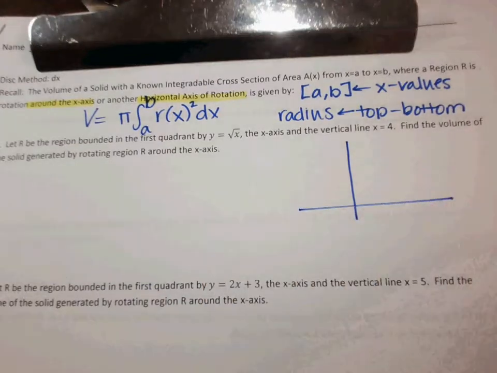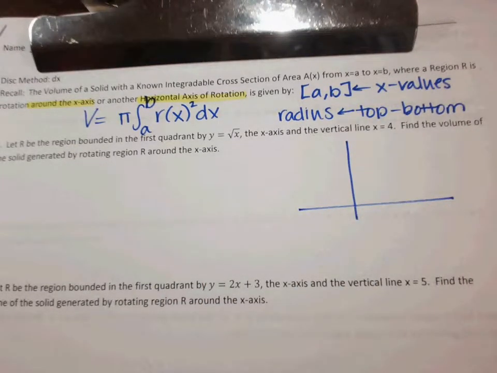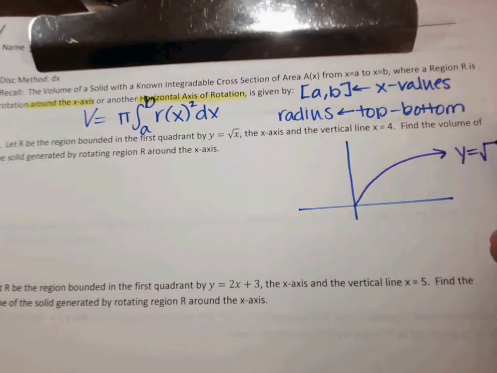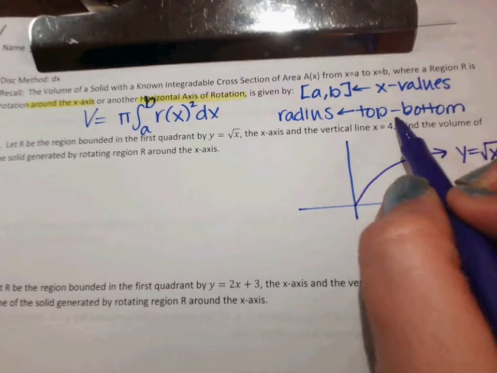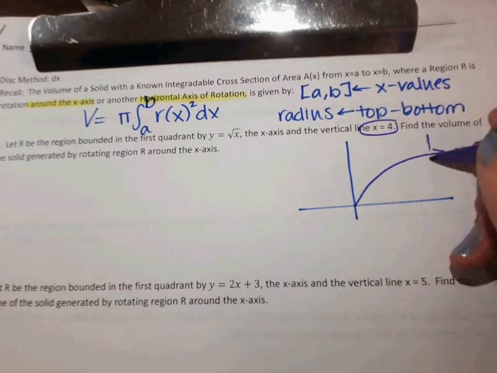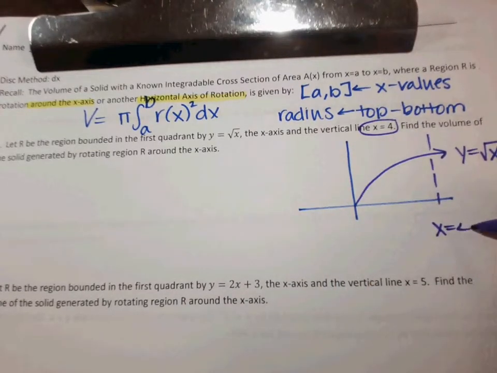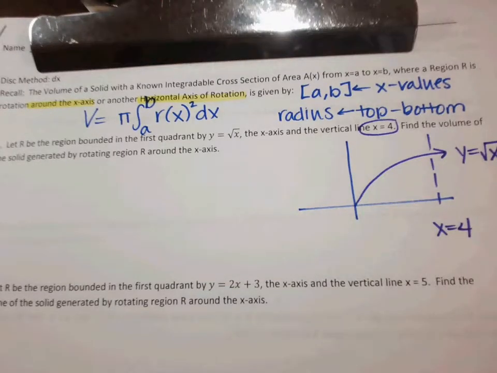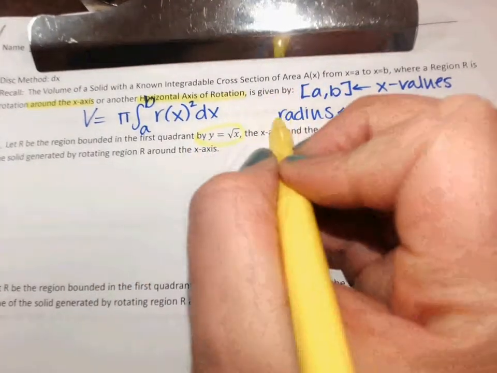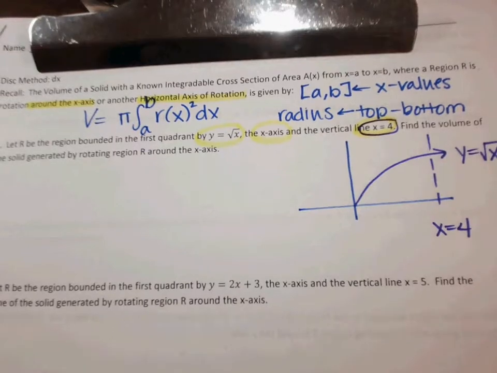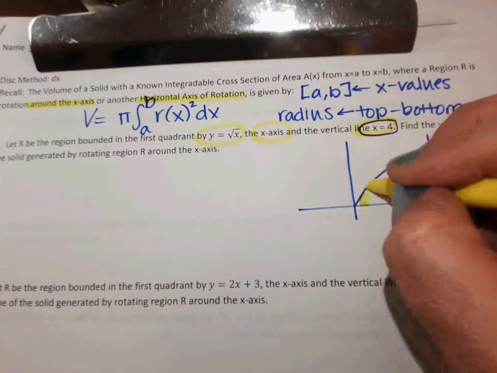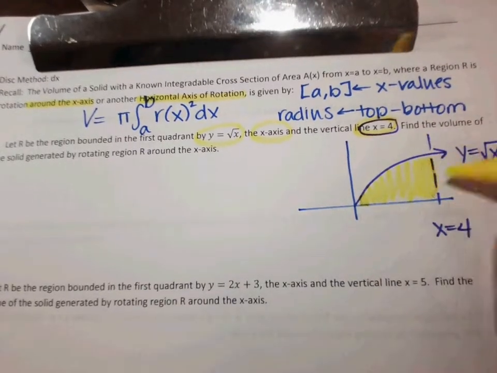Look at your equation. Y equals square root x. What's it look like? Yep. There it is. Y equals square root x. My next shape is the vertical line x equals 4. And then it lists the x-axis as a side. So can you see where we're shading? Right here. Yeah? Okay, here's the plan.